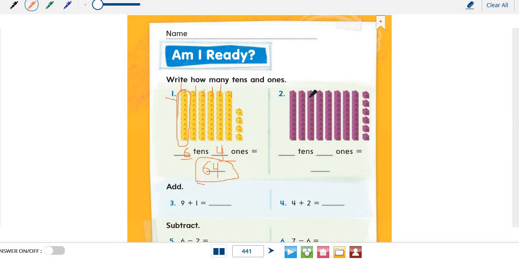1, 2, 3, 4, 5, 6, 7, 8. We have 8 tens. How many ones? 1, 2, 3, 4, 5, and 6. We have 6 ones. So easy. So what's the number? It's just to write these numbers beside each other. So 86. The number is 86. This is the tens digit and this is the ones digit.